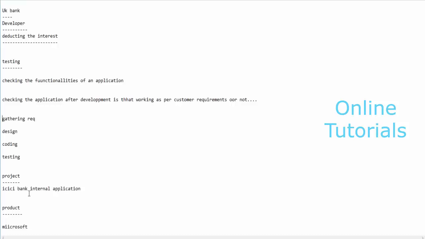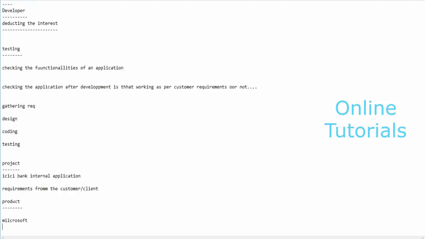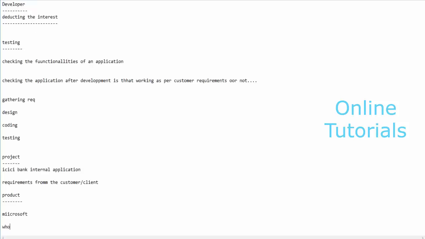How? After gathering the requirements, in a project, who is going to give the requirements? The customer. Exactly. You will get the requirements from the customer, and if you have any doubts, you contact the customer or client who is paying you. But in the case of a product, who will give you the requirements?